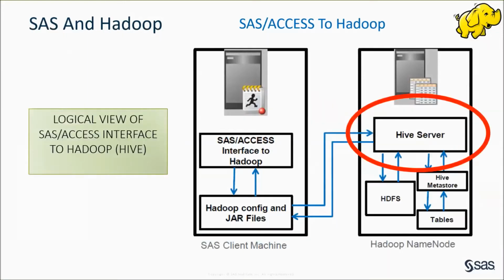Here's a logical view of the SAS Access Engine and its interface into the Hive server of the Hadoop cluster. You'll notice here the Hadoop configuration and jar files are referenced on the SAS client machine. Well, those also exist in the Hadoop cluster, and they have to match. They have to be the same versions and such, so that that handshake, this two-way street, if you will, can be established so that those interactions between the SAS environment or SAS client and the Hadoop name node are successful.